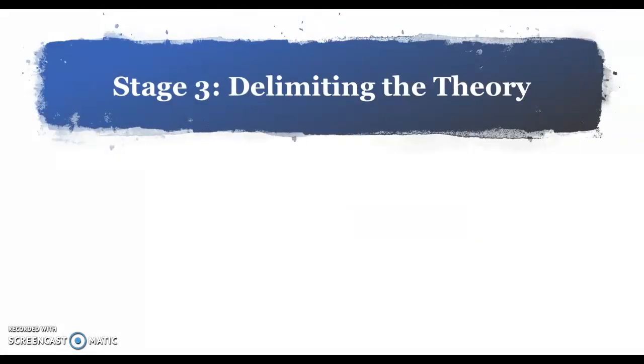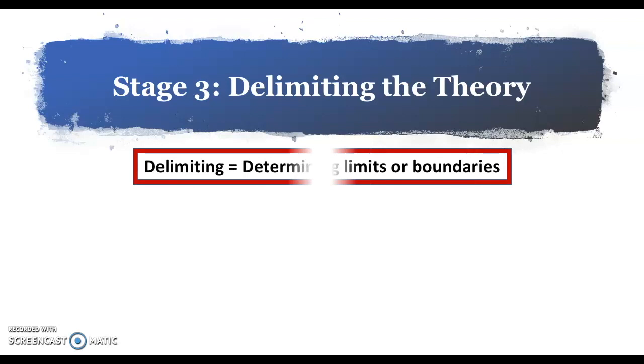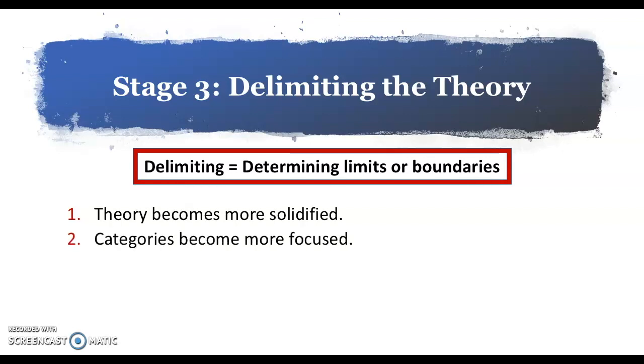The constant comparative method's third stage, delimiting the theory, causes the task of data analysis and theory generation to not be so overwhelming and occurs on two levels. Delimiting, which means determining limits or boundaries, involves the levels of both theory and category. The researcher makes less and less adjustments to categories and concepts, helping the elements of theory become more solidified in scope and applicability. The researcher also reduces the original list of categories, making the analysis more selective and focused.